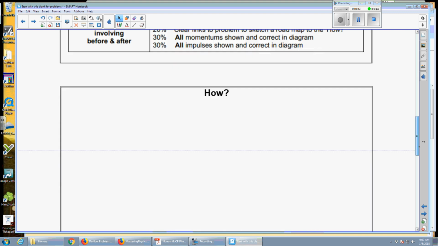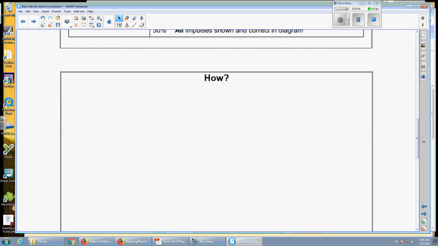Alrighty, let's see. On the how, I need to start with a valid physics equation. Maybe I'll throw momentum up there: inertia times velocity. And then I'm going to start with the fact that momentum is conserved. So the momentum of the system, this is also from our equation sheet, before equals the momentum of the system after. What does the apostrophe mean? It's actually called a prime mark. It just means another value of the same thing.